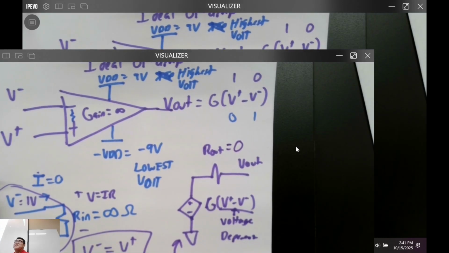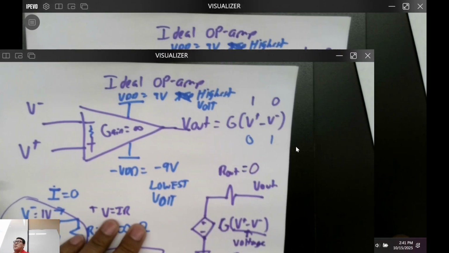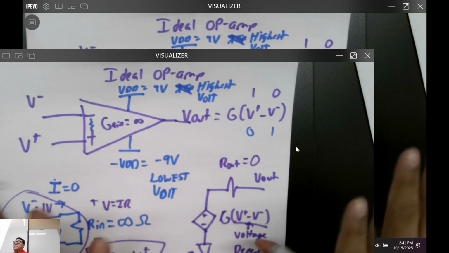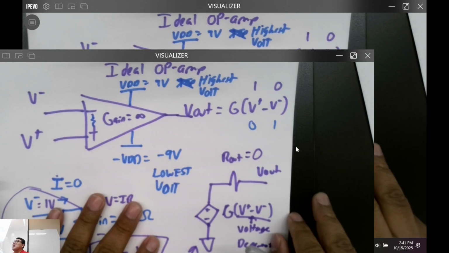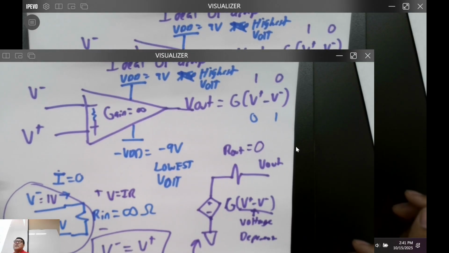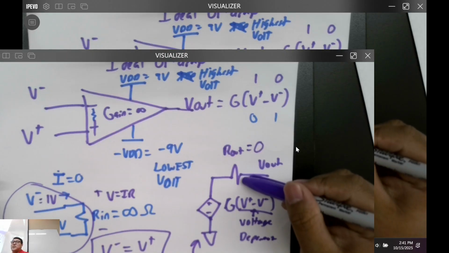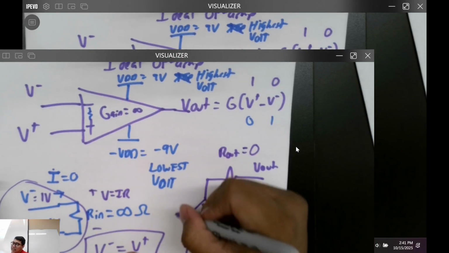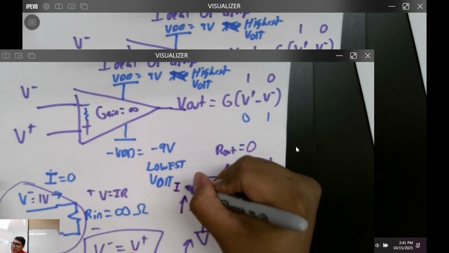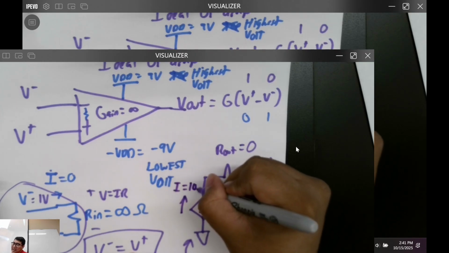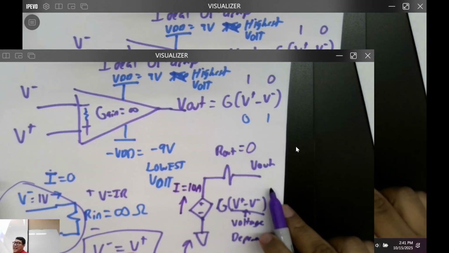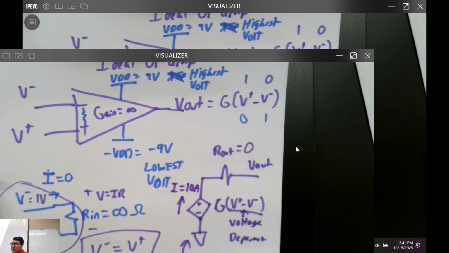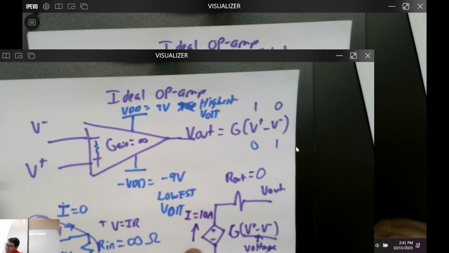What's going on? Any questions about what the op amp is? This is just a simple crash course right now. What? Re-explain why the resistance is 0. The resistance is 0. So let's just say I have I equal to, I don't know, 10 amps, and I want this 10 amps to go into my Vout, or let me just draw another circuit, 2.